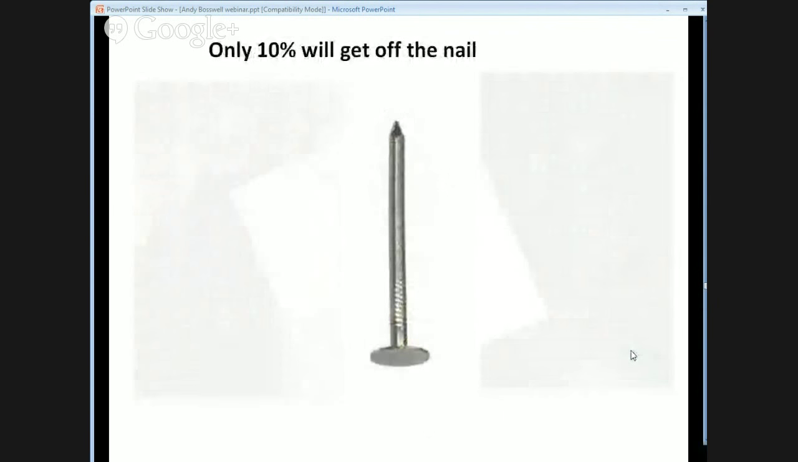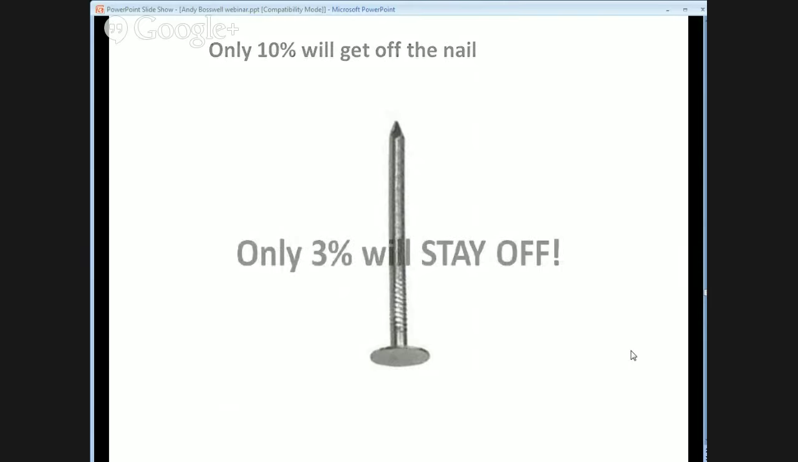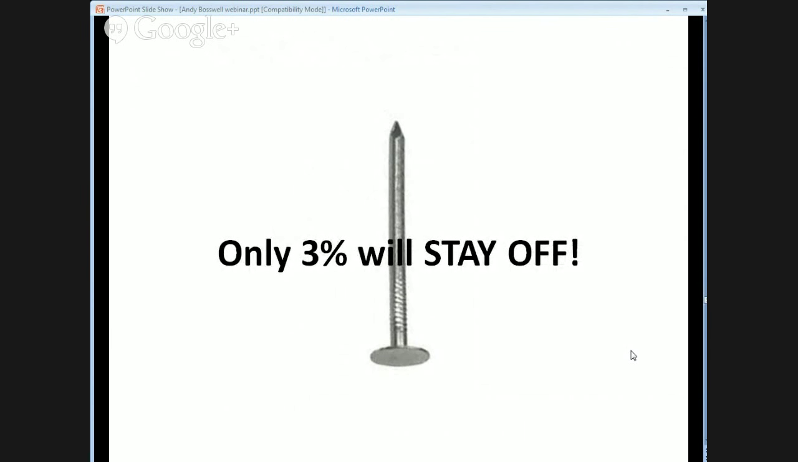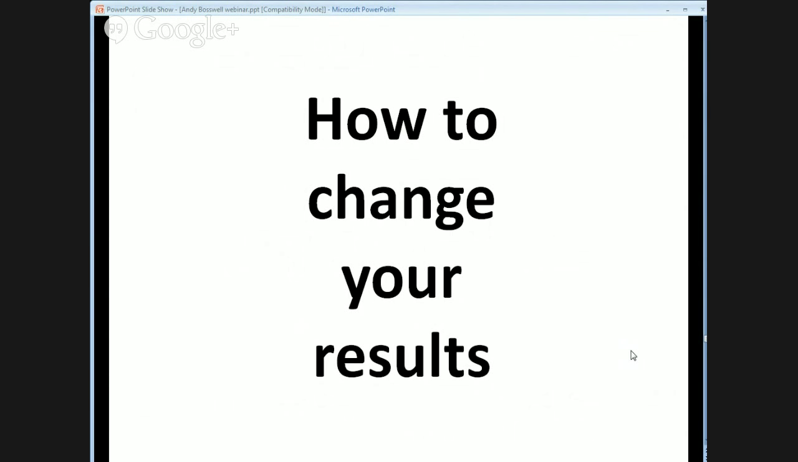You see, that's like most people. Only 10% of people will actually get off the nail. Okay? And the even scarier thing is only 3% will stay off it. The other 7% will go back to what they're familiar with, their comfort zone. Because stepping off the nail was a little bit risky, a little bit uncertain. So how to change your results? Okay? How do you get off that nail and stay off that nail?